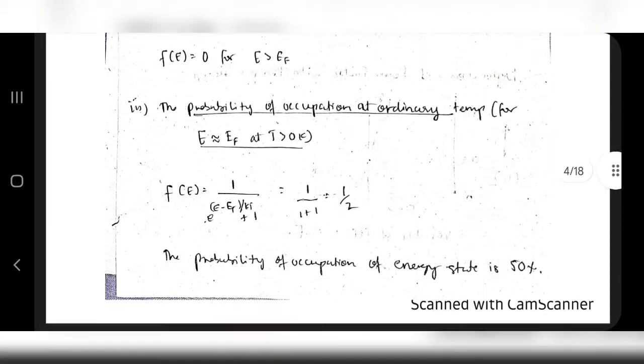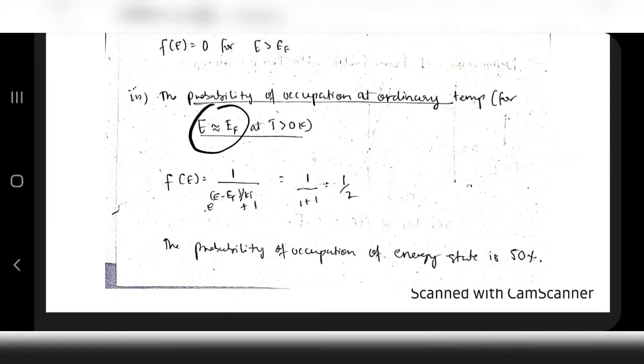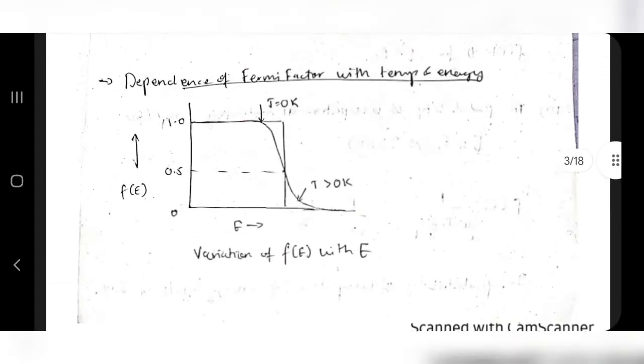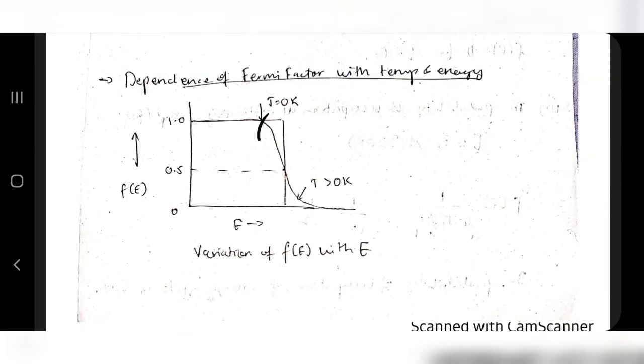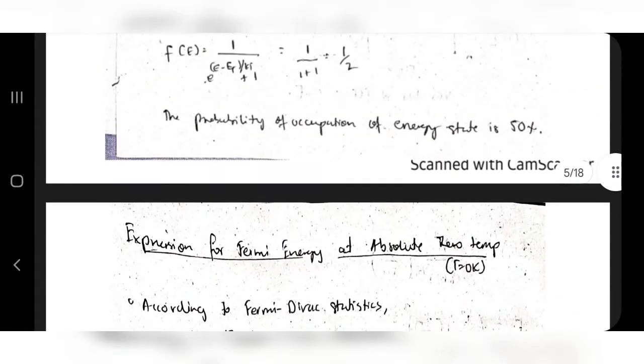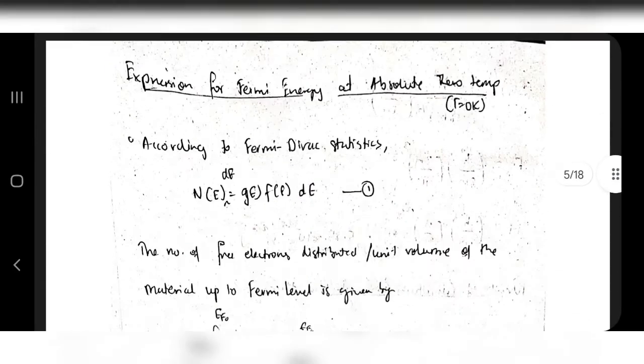That's the third case, where E is approximately equal to EF. At that time we get 1 by 2, and that is 50%. So 50% will be in the left region and 50% in the right region, here and here. That's all about the 3 conditions of the Fermi factor, which is known as Fermi-Dirac statistics.